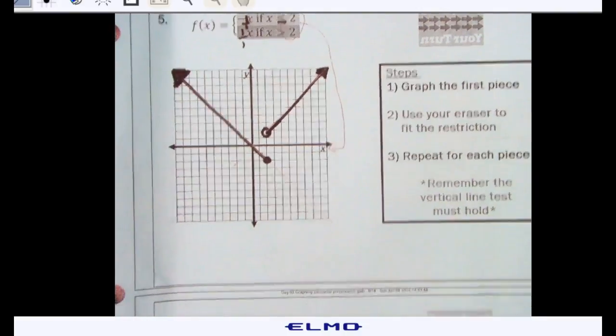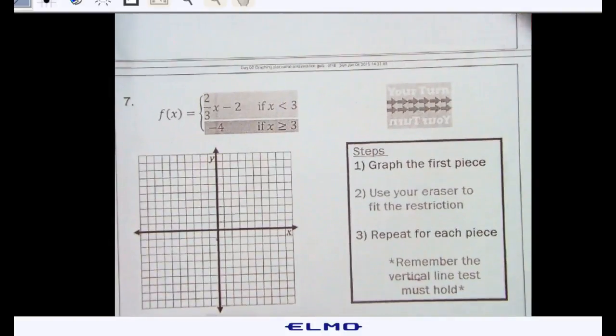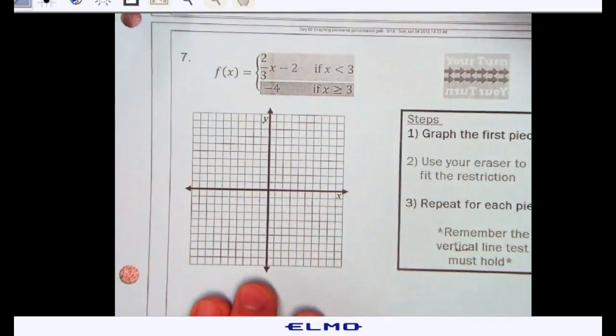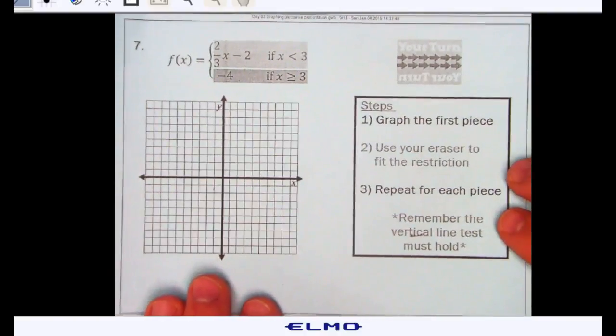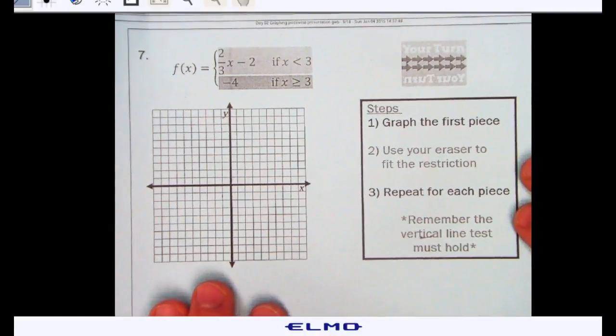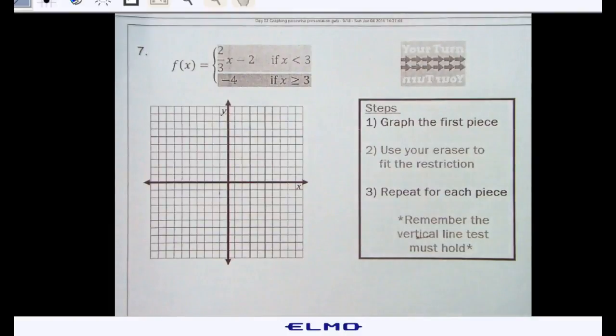Go ahead and do number 7. Try that on your own. I know they're not numbered in order, but I just want to do the ones that you guys can try out. Try that, see how it goes. I'll walk around and see if we need any help.